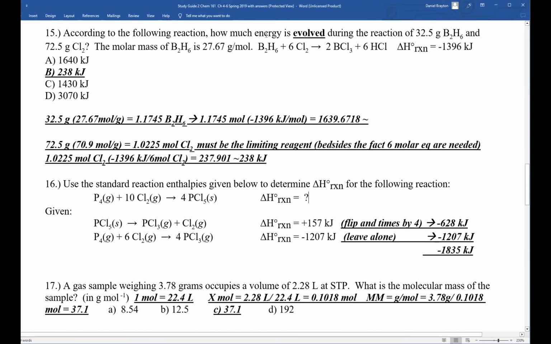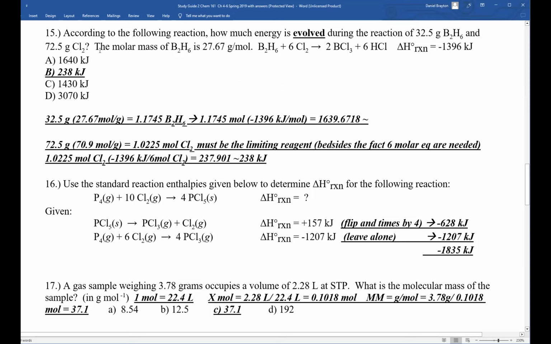According to the following reaction, how much energy is evolved during the reaction of 32.5 grams B2H6 and 72.5 grams of Cl2? Then it gives you the molar mass and the equation. So this is a combination of the last two chapters. It could be on the test, but this is sort of a tricky one. I don't want to say not fair, but it's a longer problem for sure. This is basically making you do the limiting reagent from last time.